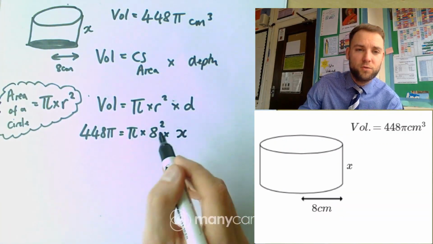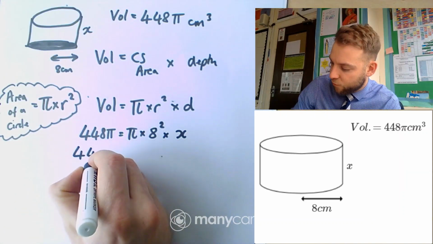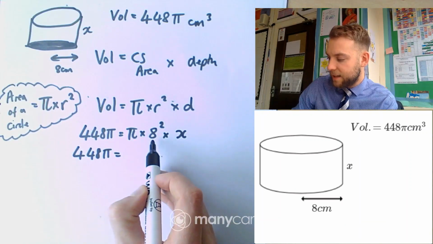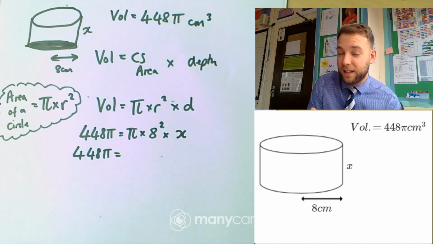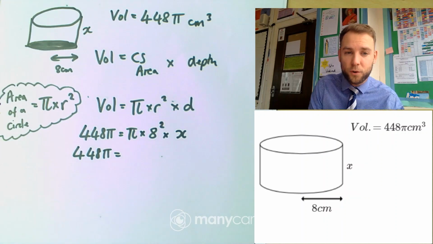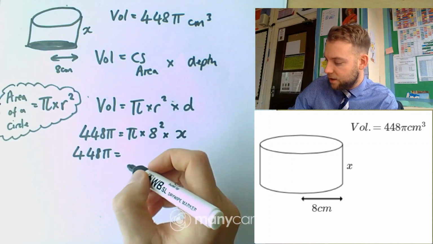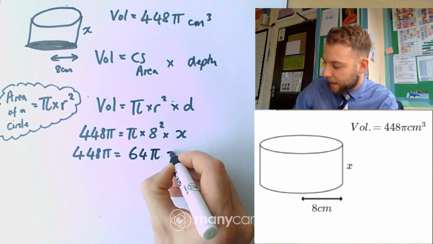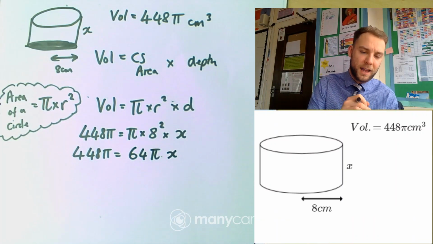Again, I'm going to simplify this right-hand side first. So it's going to be 448 pi is equal to pi times 8 squared times x. So let's deal with that 8 squared first. I am using a calculator, although you can do it in your head. So 8 squared is equal to 64. So 64 times by pi times by x. So you end up with 64 pi x.